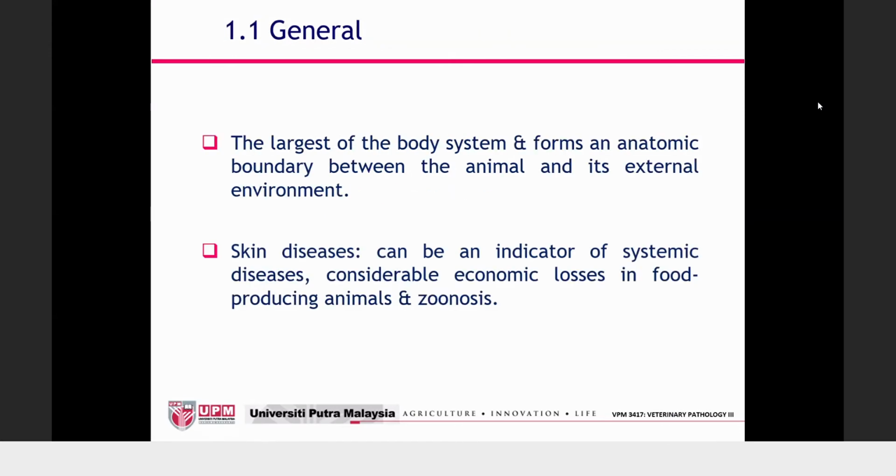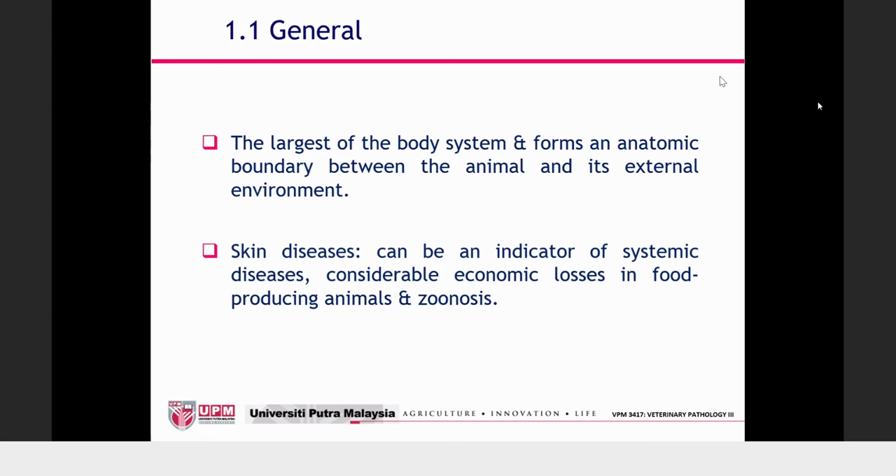Okay, so the integumentary system is actually the largest system in the body, which comprises about 40%, right? And then it forms an anatomic boundary between the animal and its external environment, okay? So skin diseases can be an indicator of systemic diseases. For example, like hypothyroidism, you would see manifestation also on the skin, whereby you see like symmetrical alopecia, for example, right? And then Cushing disease, for example, those are examples of systemic diseases.